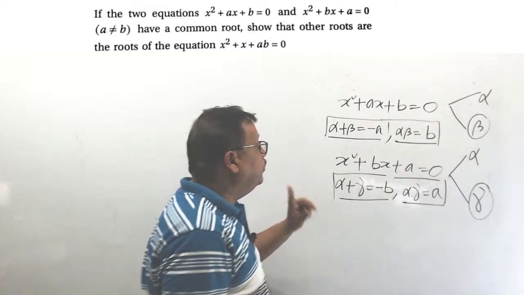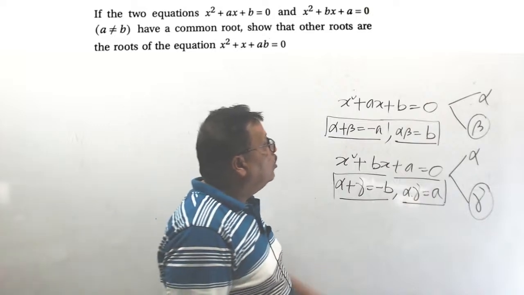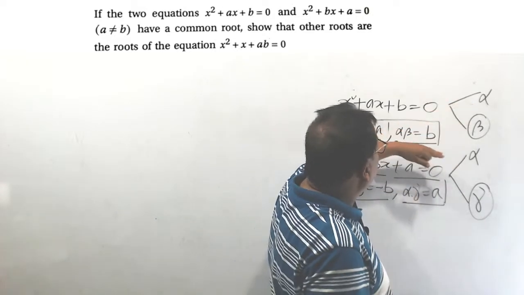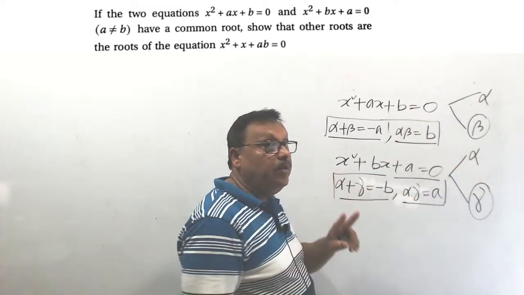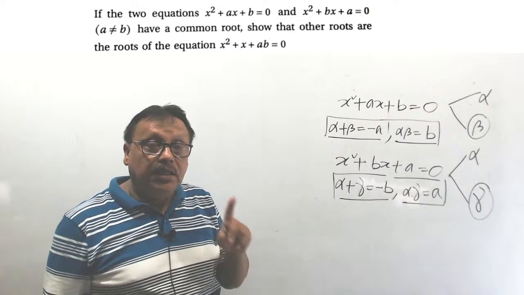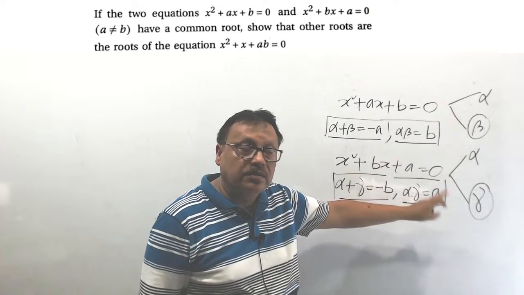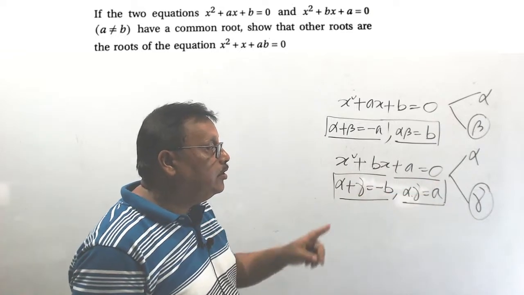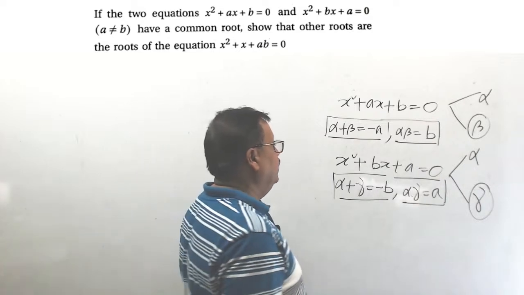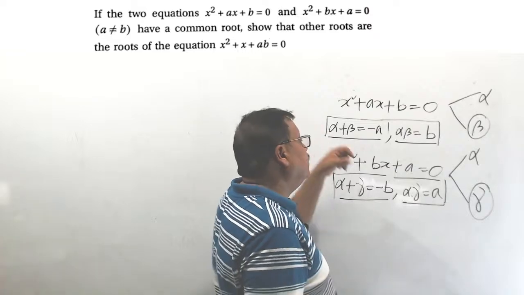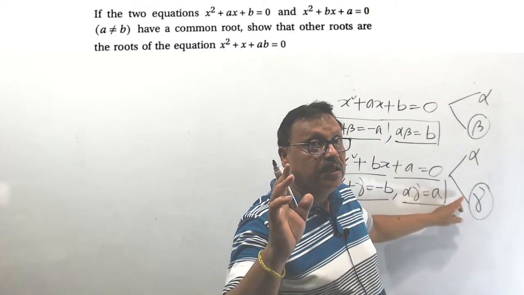These two relations are very important. After that, what will you do? Common roots: sum of the roots and product of the roots, you got here. Our aim is to find the equation whose roots are beta and gamma, the other roots, and show that the equation is x square plus x plus ab. Anyhow, you have to find the values of beta and gamma. Beta is equal to what? Gamma is equal to what?